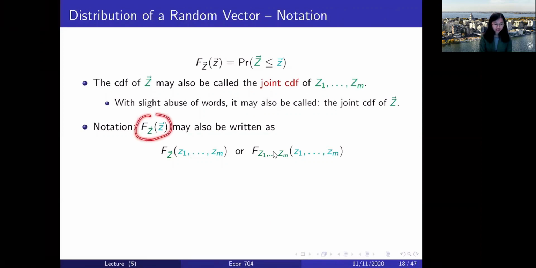And the mathematical notation for the CDF of the random vector may sometimes be written differently as well. So you might write the little z vector, the value you evaluate the CDF on, as z1 to zm inside the parentheses. Or you might sometimes even write the z vector, the random vector, in a subscript as Z1 to Zm also. Which is only saying that the vector is not distinguished from its elements.